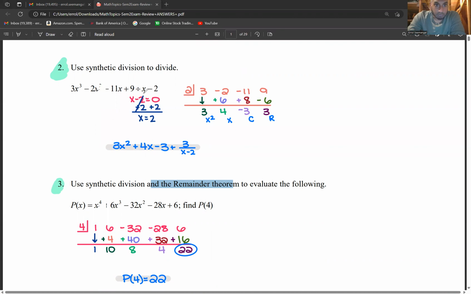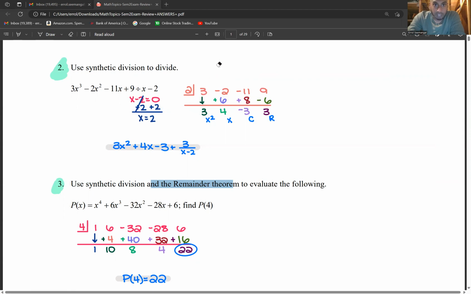Here it's divided by this, right? So see the negative two? That's going to be two. You're going to use the opposite sign, and the opposite sign is what's going to go in front of the divide sign right here. That's one thing you got to remember.